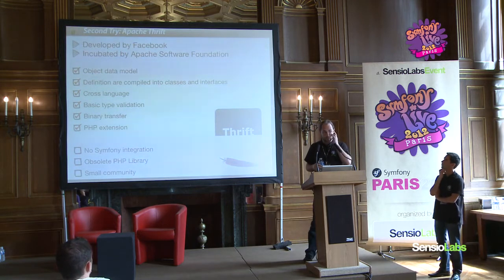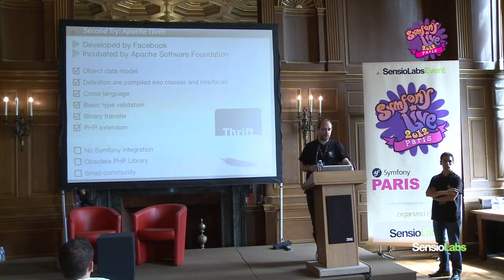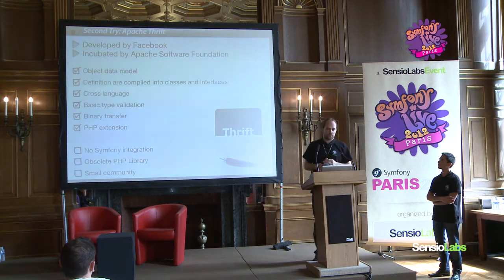This is a transport layer developed by Facebook for inter-project communication, which is now incubated by the Apache Software Foundation. The very nice pro is that objects are transported, no tables, no JSON. We have definition files that look like C++, and those are automatically compiled by the Thrift compiler into classes and interfaces, directly usable cross-language, with over 10 languages supported, PHP, Python, Java, JavaScript, C++, and so on and so forth.